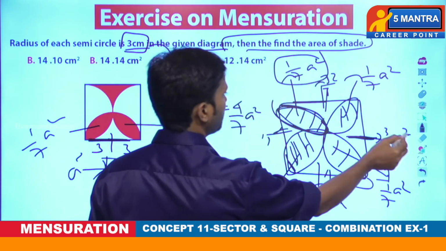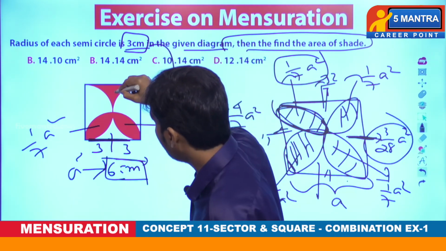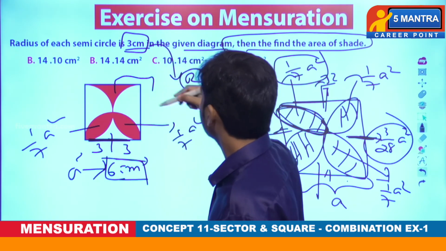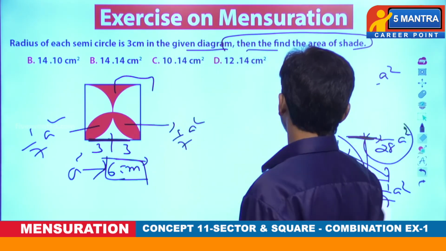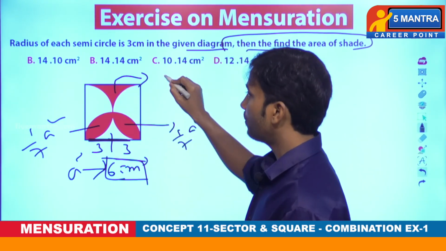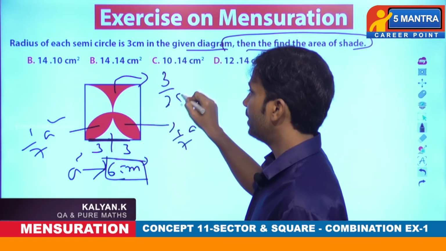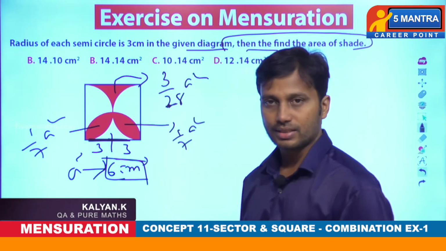Each gap area is how much? 3 by 28 A square, or not? So now this red colored gap will occupy how much area? 3 by 28 A square, as per the previous analysis.